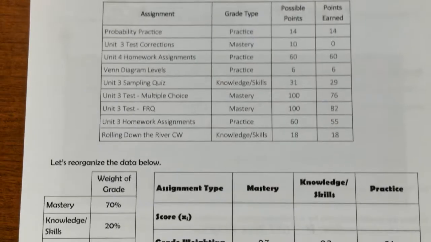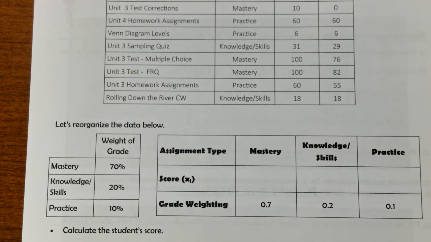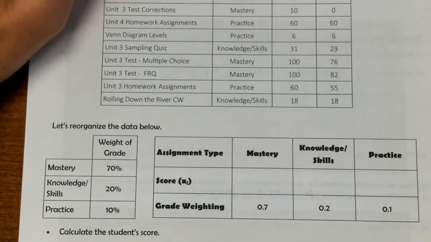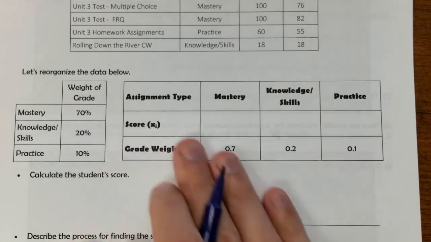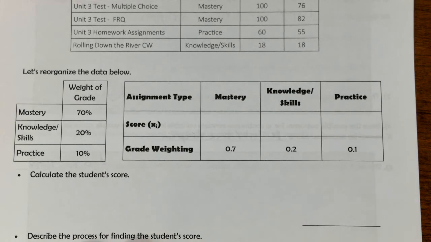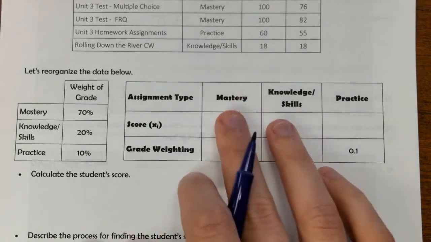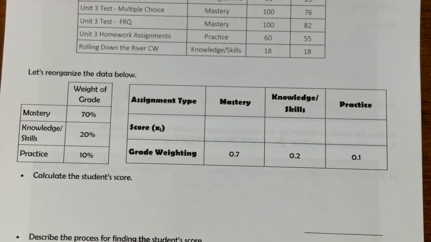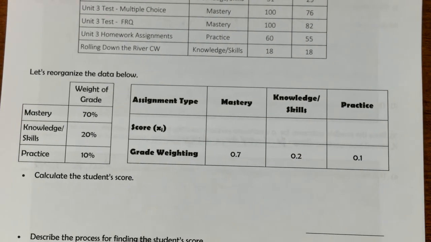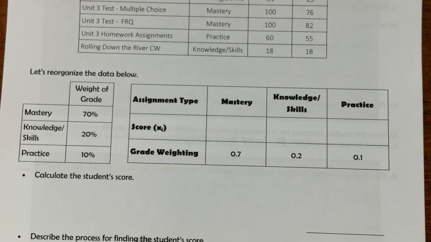And let's say that we have mastery set at 70%, knowledge and skills set at 20%, practice set at 10%. These are values that we used to use. We've modified them slightly for you this year. But what we're going to do is determine this student's score by figuring out their score in mastery, knowledge and skills, and practice. And think about how to do that. Some of you might already know how to do this, which means you already know how to calculate the mean for discrete random variables without even knowing.